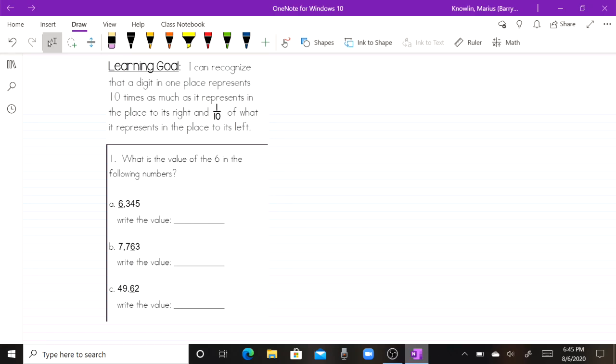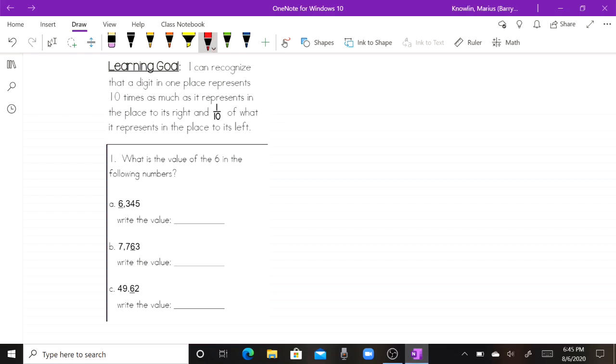Let's go ahead and jump in now to look at some problems for our learning goal. Once again, our learning goal is: I can recognize that a digit in one place represents 10 times as much as it represents in the place value to its right, and 1/10 of what it represents in the place to its left. Okay, so number one says, what's the value of the 6 in the following numbers?